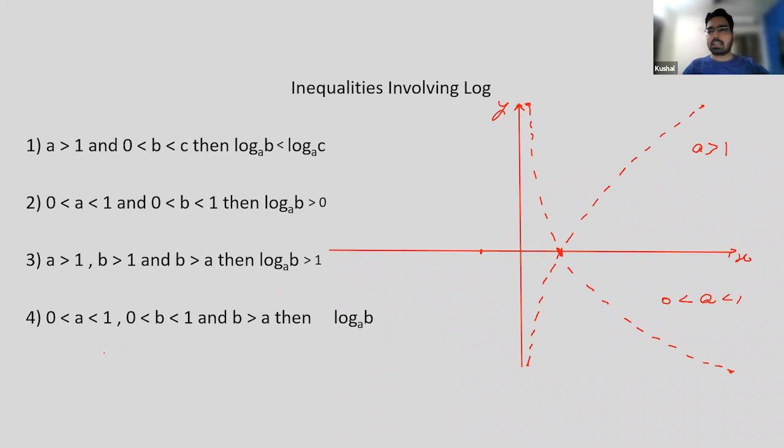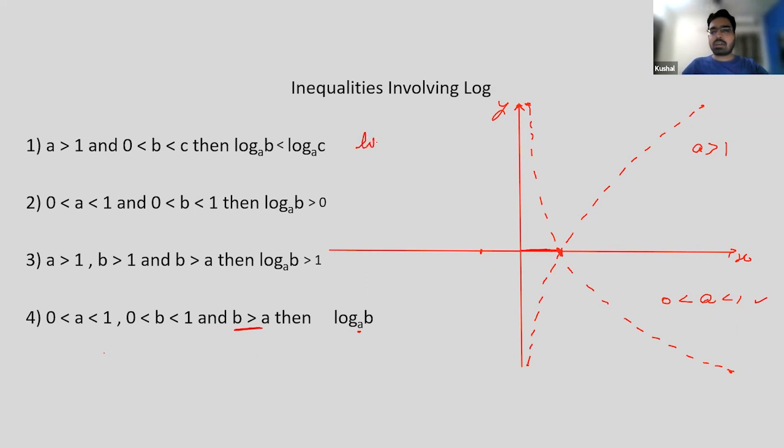So this is another inequality that we would want to talk about. A is lying between 0 and 1. You are again looking at the base being A, and A is lying between 0 and 1. That means this is the graph that you will be talking about. B is also lying between 0 and 1, so the input value is also lying between 0 and 1. That means this is the value that you are talking about. And B is greater than A. Now B is greater than A, and A is lying between 0 and 1. So log of base A of B, what can I write?